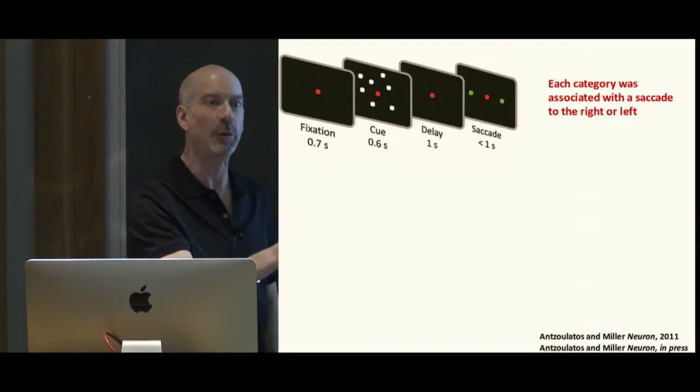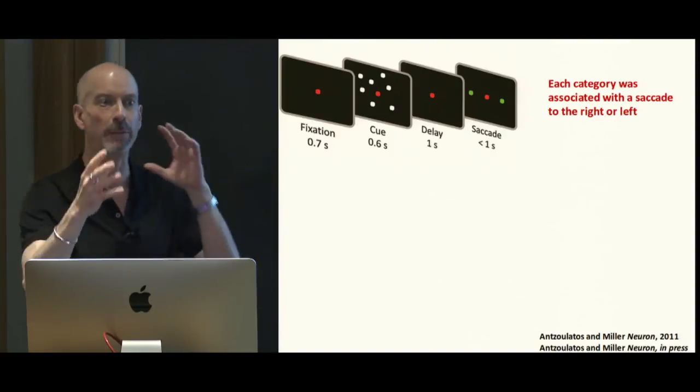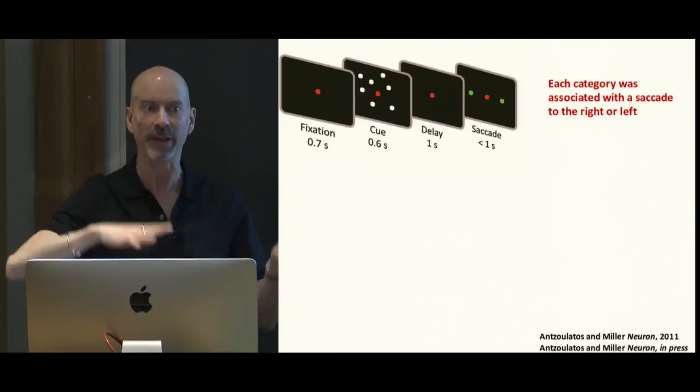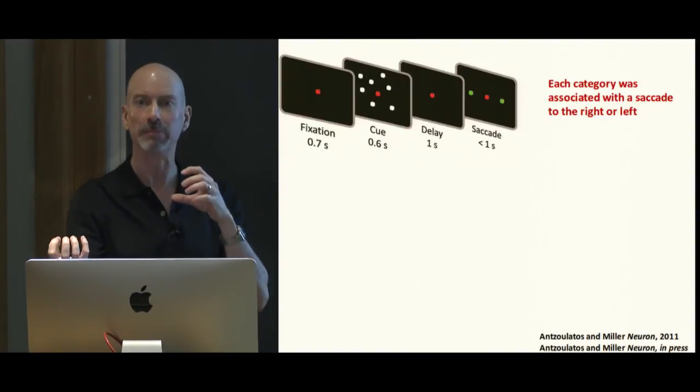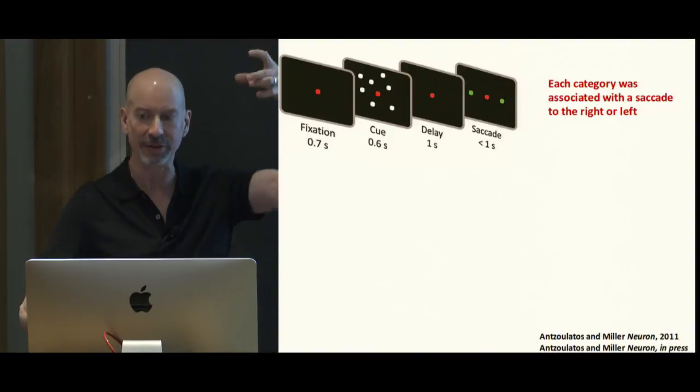Now, this is not the ideal way to do the experiment. In every other categorization experiment we've done, we train monkeys to do a category match judgment. You have to say yes or no, these two stimuli are from the same category or not. By doing that, you can dissociate the motor response from the category decision, because the motor response means yes or no. It's not unique to either category.